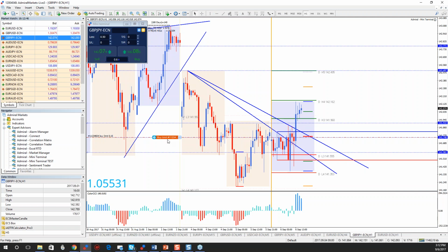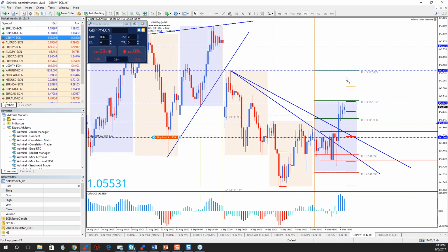Let's say that my buy limit order has been hit and the price goes up. I will move my stop loss in profit. If it breaks daily H3 again, I will move my stop loss a couple of pips below daily H3. If it moves above daily H4, I will move my stop loss here. If it breaks this level eventually, I don't know if it will break it, but I know what I will do. I will again move my stop loss here.